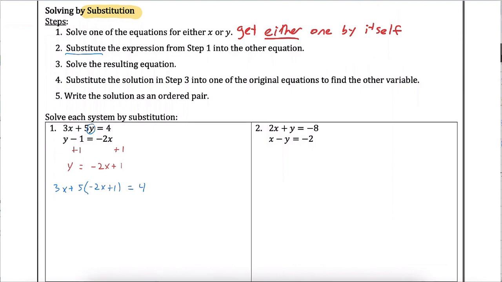Notice how everything else in that equation, the 3x, the plus, the 5, the equals 4, everything else is the same. It is only the y that I replaced.